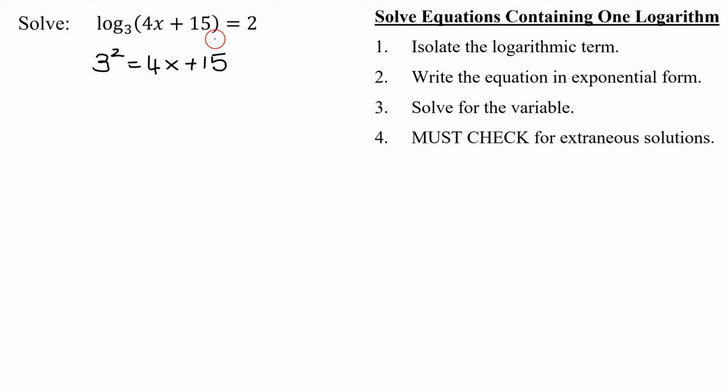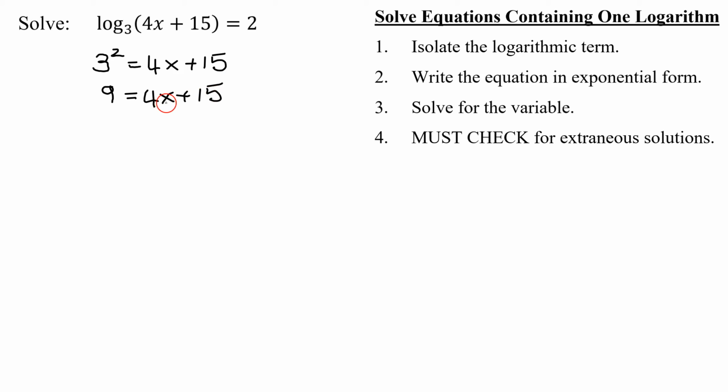Notice I originally had a logarithmic equation, but now what type of equation do I have? Don't let the squared term on the 3 confuse you. The highest exponent on an x is a 1, so this is a linear equation, and those are easy to solve. 3 squared, 3 times 3 is 9, equals 4x plus 15.